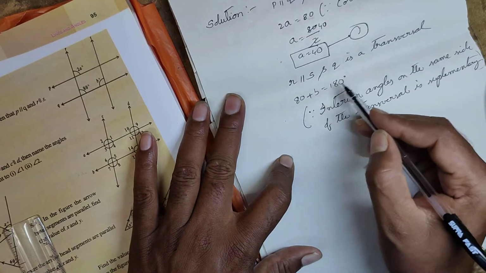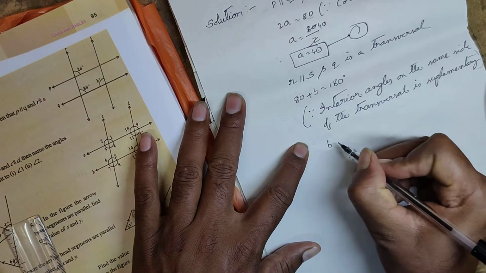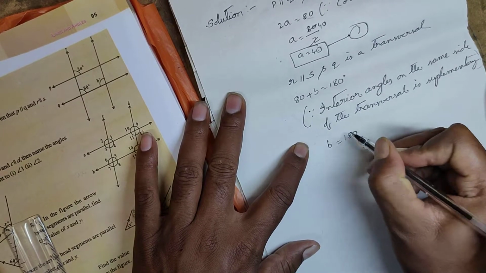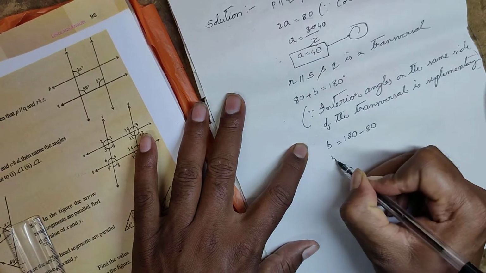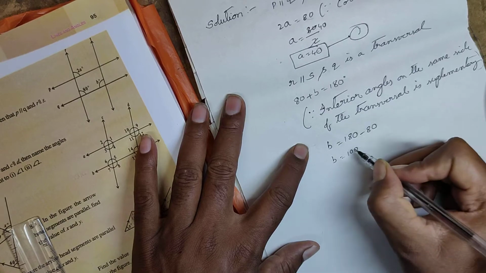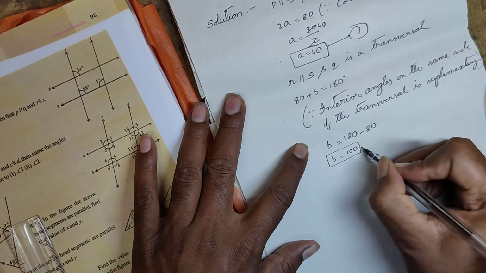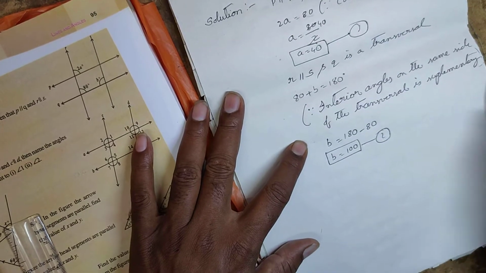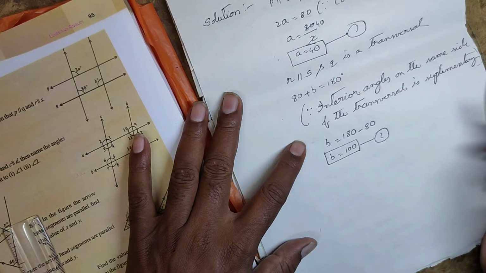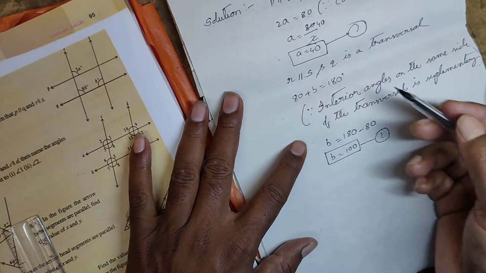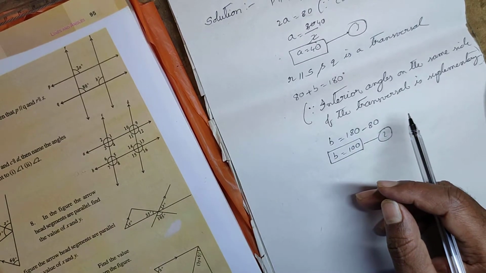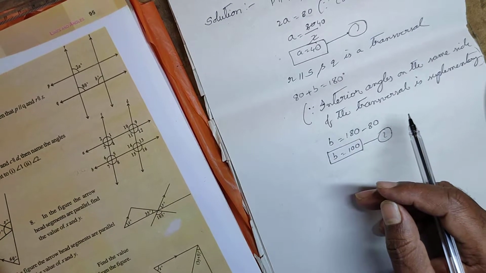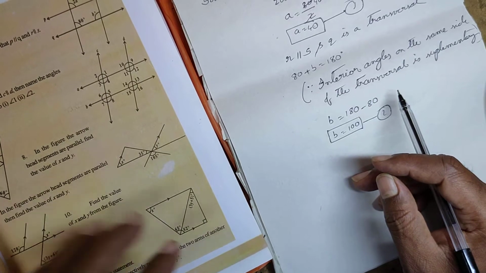From 80 plus B is equal to 180, if you make B the subject, 80 will go to the right hand side and becomes minus 80, and B is equal to 100. So you got the values of A and B here. A is equal to 40, B is equal to 100. What he asked is to find the values of A and B. You can do all the remaining like this only.